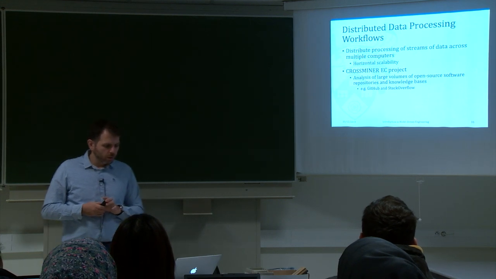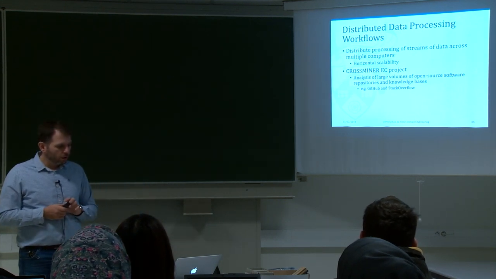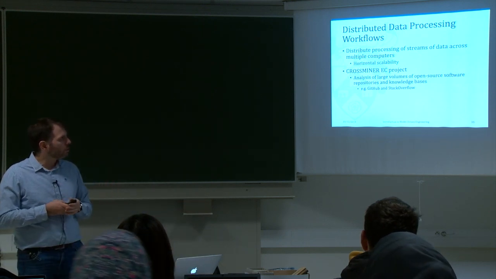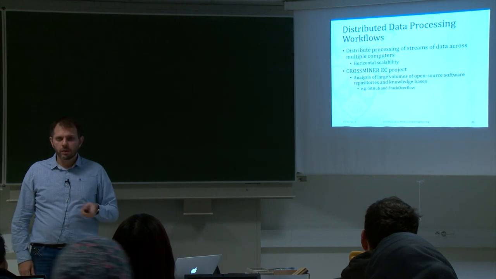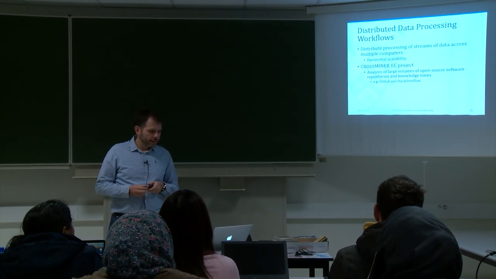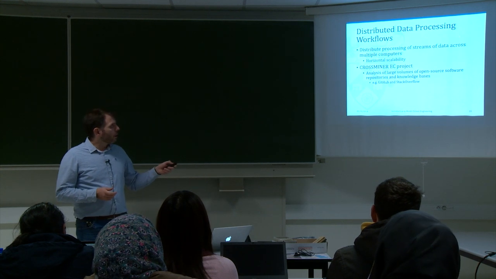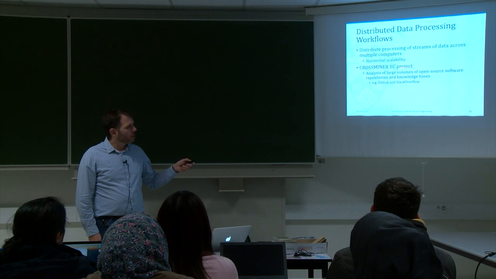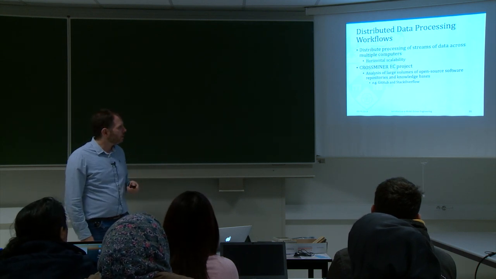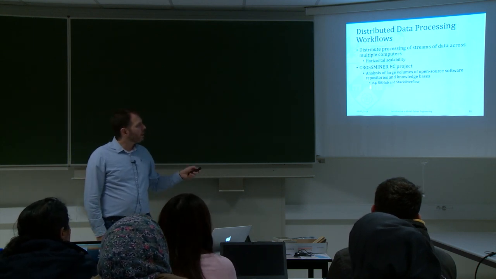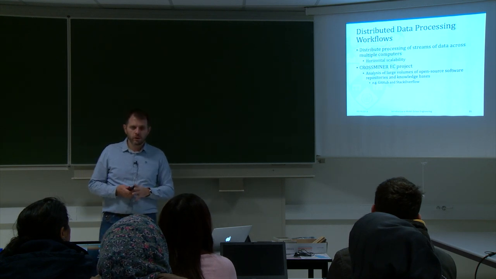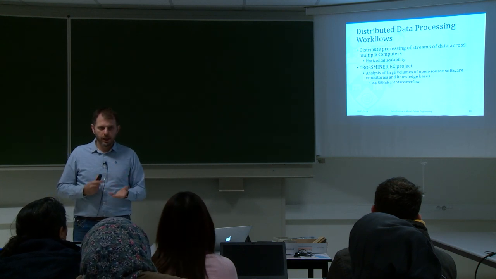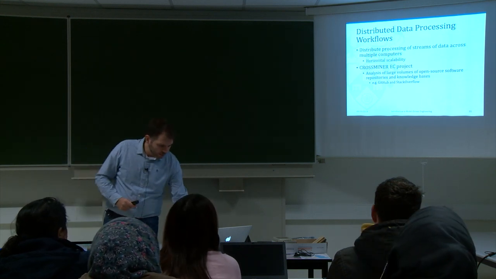And this example has to do with distributed data processing workflows. So these are applications that distribute the processing of streams of data across multiple computers so that we can achieve horizontal scalability. This work was triggered in the context of the CrossMiner European project. This is another Horizon 2020 project that we are involved in, where we had to analyze large volumes of open source software repositories and knowledge bases, so things like GitHub and Stack Overflow, right?